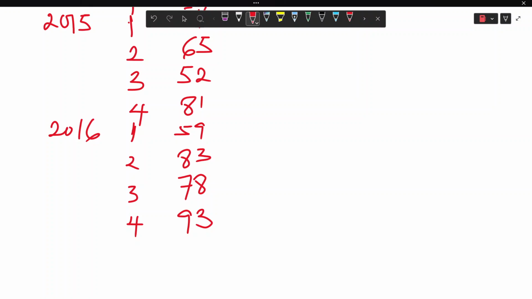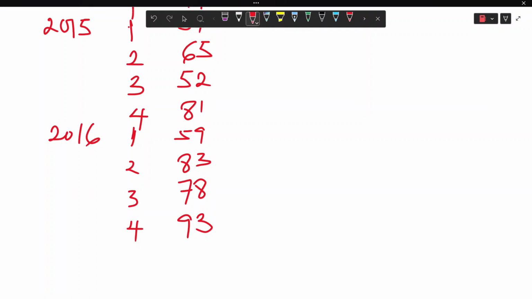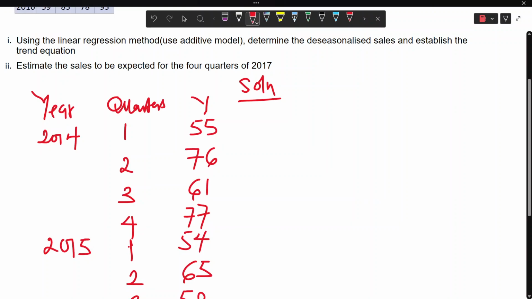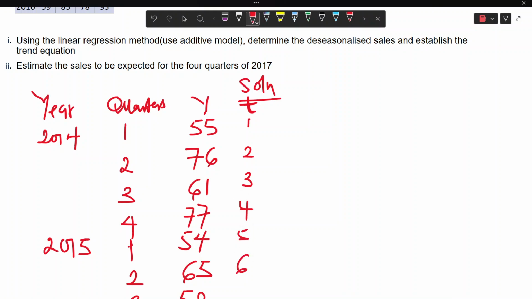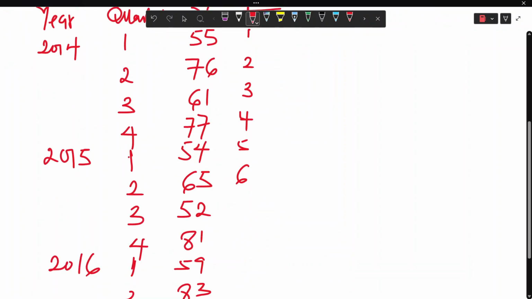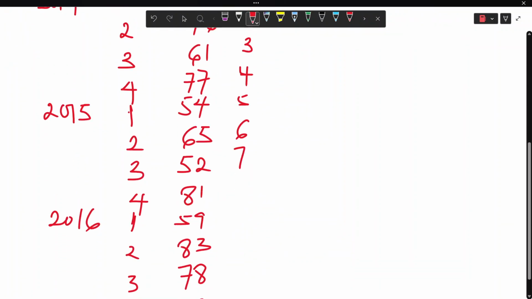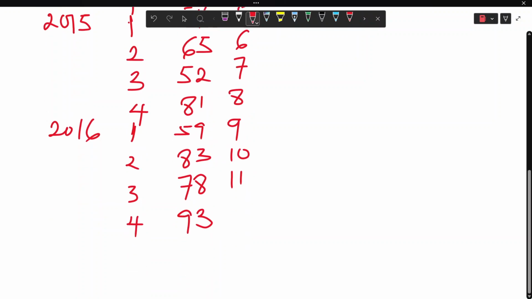93, 93. So with the method of the regression equation, let's find our t. So this is our t, starting from 1, 2, 3, 4, 6, 7, 8, 9, 10, 11, and lastly we have the 12.